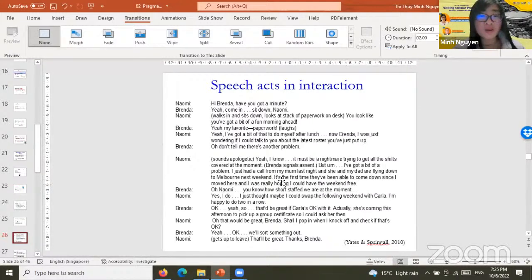Okay, so the main request is only produced after the speaker has already prepared the hearer for the upcoming request. Establishing a friendly atmosphere to increase the chance of having her request accepted by the recipient, right? To give a lot of reasons. Okay, then she makes the request.